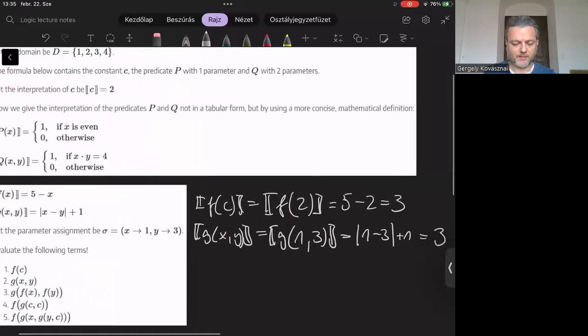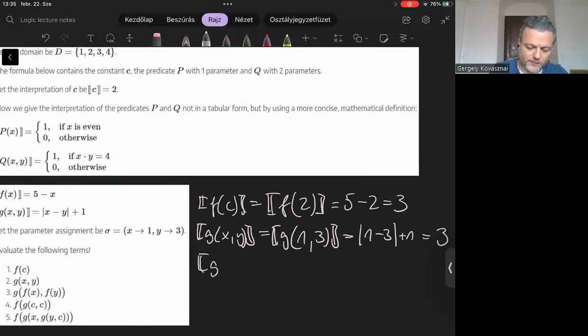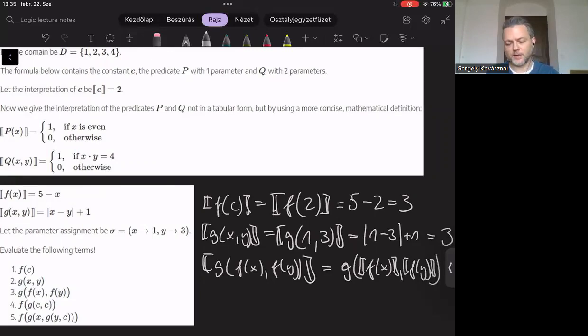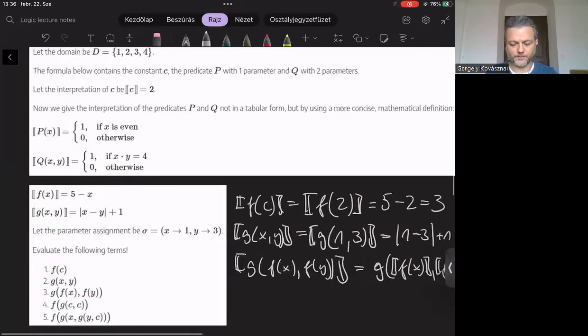Okay, let's evaluate the third term, g of f of x and f of y. Okay, now this looks a little bit more complicated. So basically what we have to do, we have to take the interpretation of g, and then we must apply it to the value of f of x and the value of f of y. So to the values of the parameters of g.